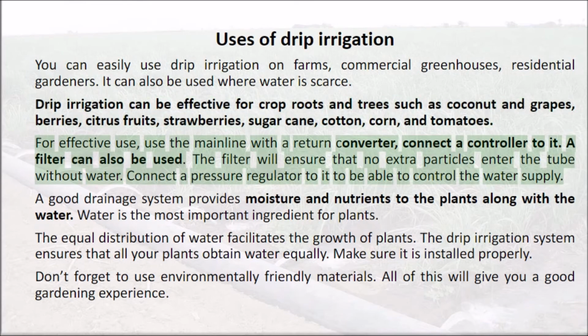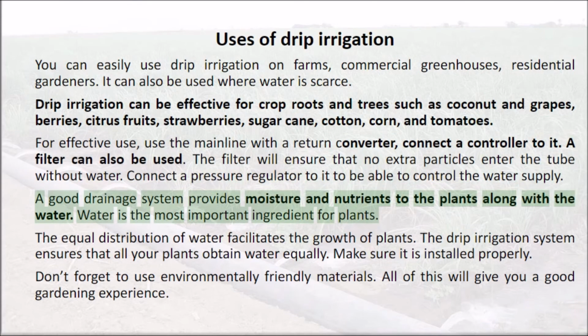For effective use, use the main line with a return converter and connect a controller to it. A filter can also be used. The filter will ensure that no extra particles enter the tube along with the water. Connect a pressure regulator to it to be able to control the water supply. A good drainage system provides moisture and nutrients to the plants along with the water.